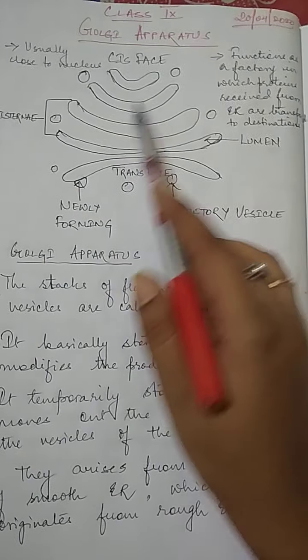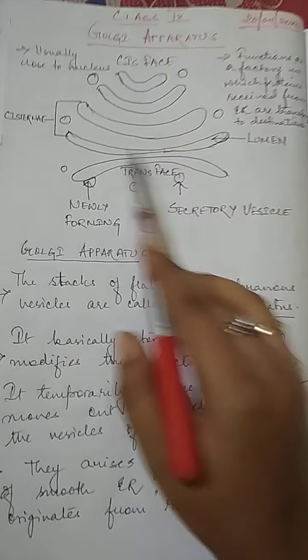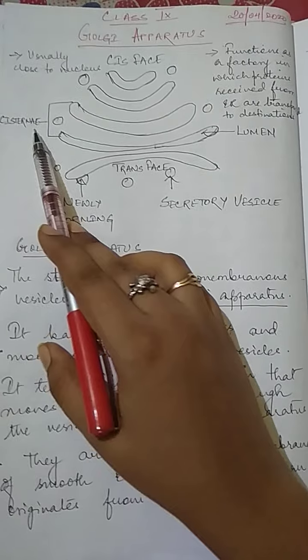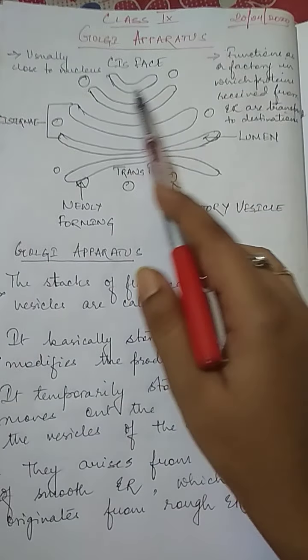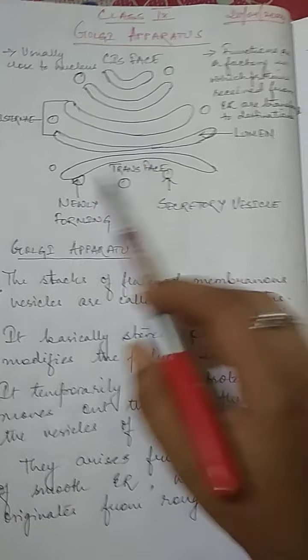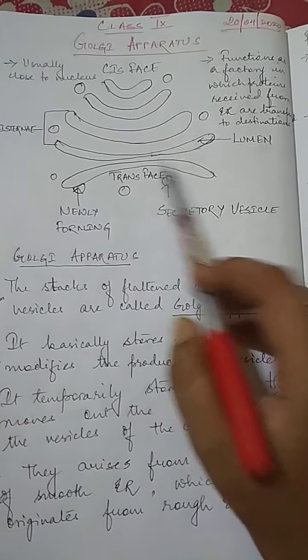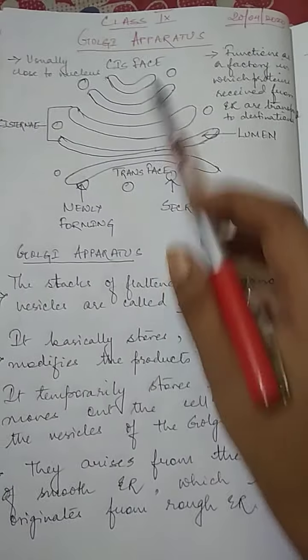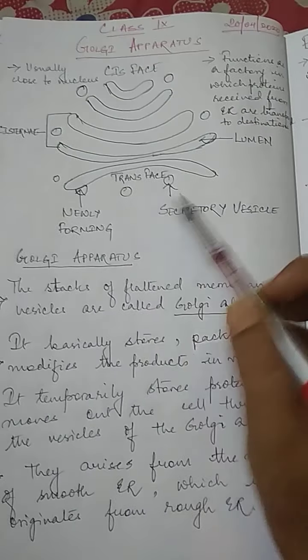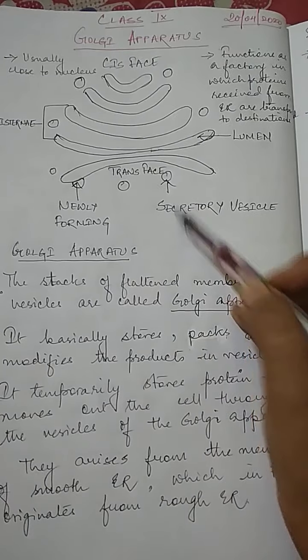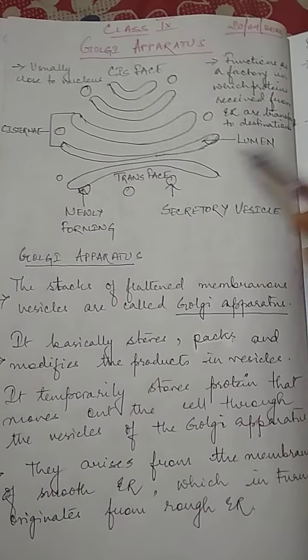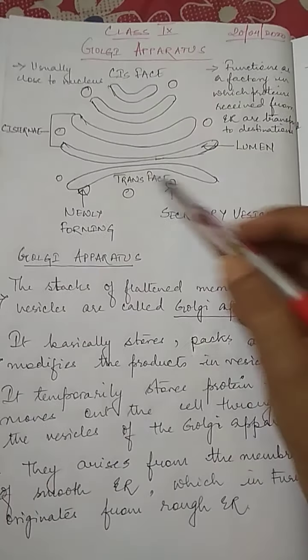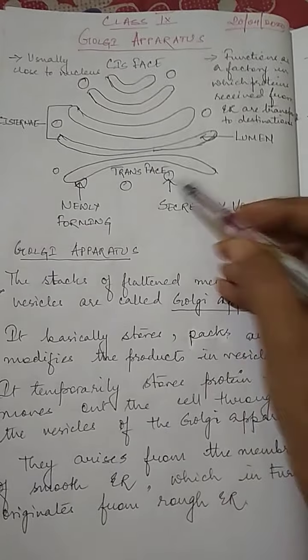These are the stack-like structures which they have. These stacks are known as cisternae, and there are two faces of it. One is the cis face, which is convex, and there is a trans face, which is concave. Now there are some secretory vesicles which transfer your protein, and they help in the transfer of your enzymes also.